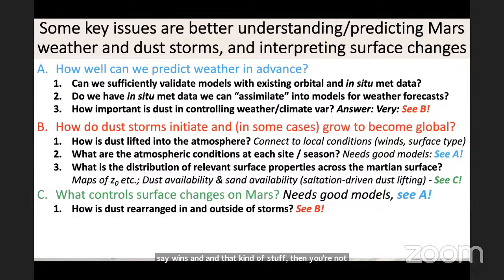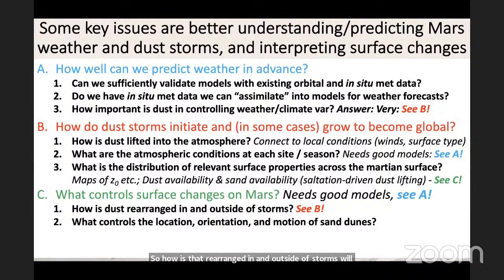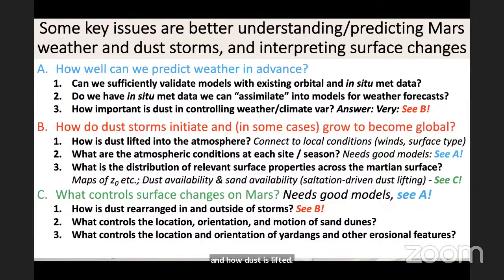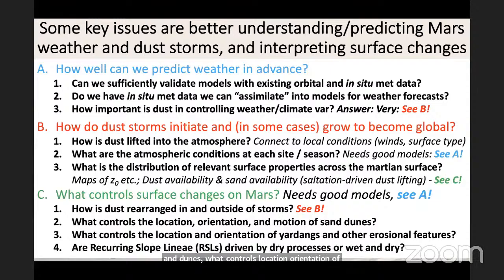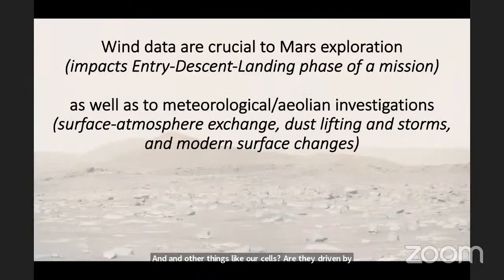So how is dust rearranged in and outside of storms? Well, then you need to understand how storms develop, and how dust is lifted. What controls the location, orientation, and motion of sand dunes? What controls the location and orientation of yardangs and other erosional features? And other things like RSLs: are they driven by dry processes or by a combination of wet and dry?